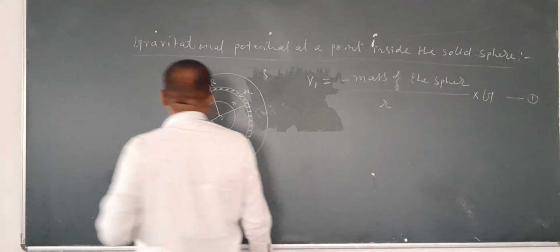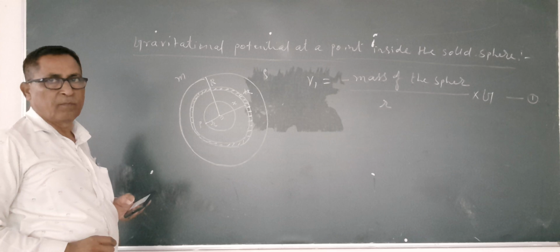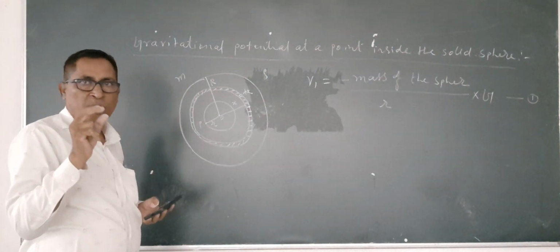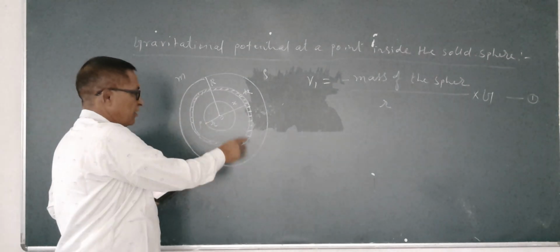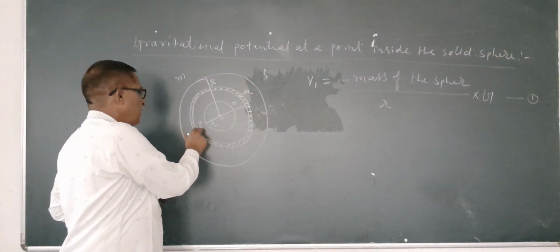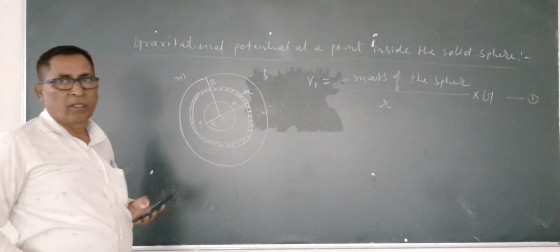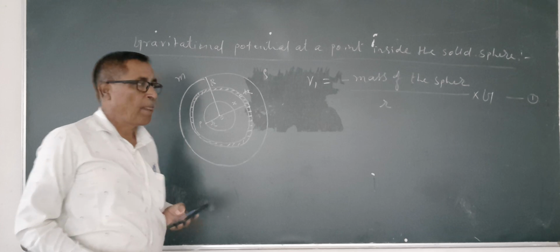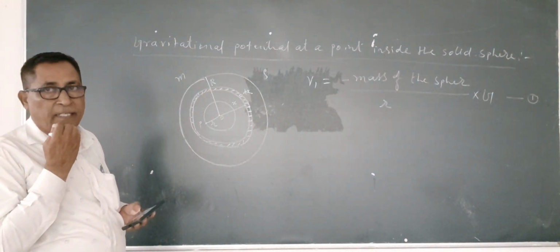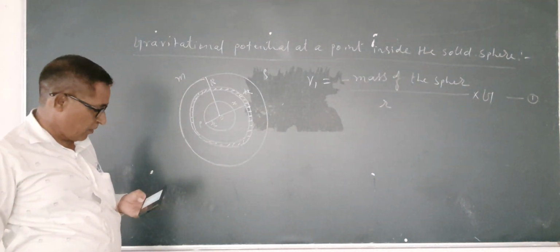What we have done here is consider this sphere as being made up of hollow spheres. Suppose this is the outer sphere, then another hollow sphere is here, then another hollow sphere, like this. This solid sphere is made up of hollow spheres, and we have considered this one from it.